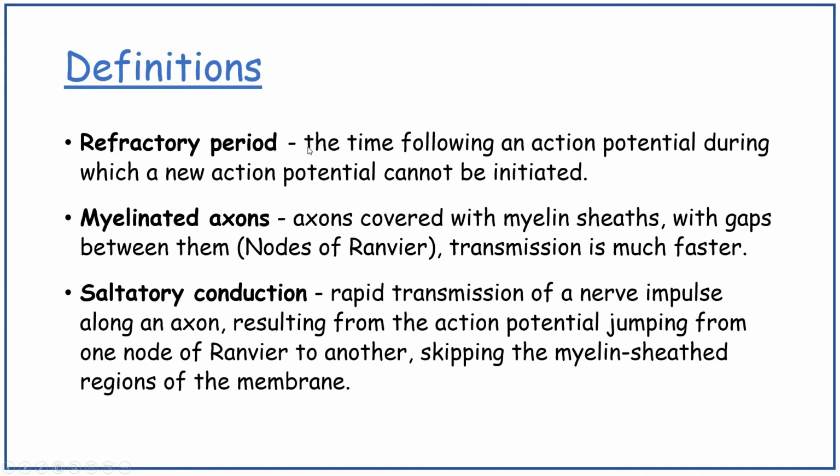Definitions. Refractory period. The time following an action potential during which a new action potential cannot be initiated. Myelinated axons. Axons covered with myelin sheaths with gaps between them called nodes of Ranvier, and the transmission is much faster. Saltatory conduction. Rapid transmission of a nerve impulse along an axon, resulting from the action potential jumping from one node of Ranvier to another, skipping the myelin sheath regions of the membrane.